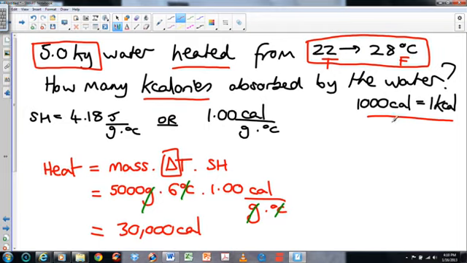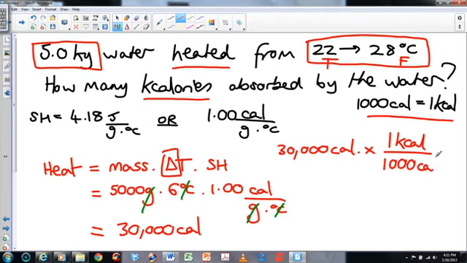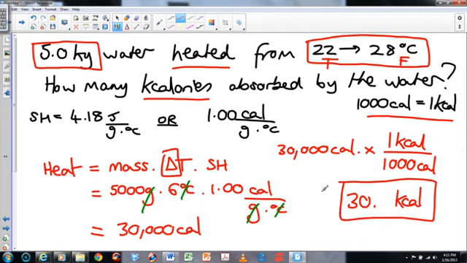But the question doesn't ask us for calories, it asks for kilocalories. So if we have 30,000 calories, and we have our conversion factor here of 1 kilocalorie is 1,000 calories, I'm sure you can figure out here that the final answer is 30 kilocalories. Now, our number here was originally in 2 significant figures, so we've got to show this to 2 significant figures too, so we put a decimal point there. That is our answer. That's how we use this equation.